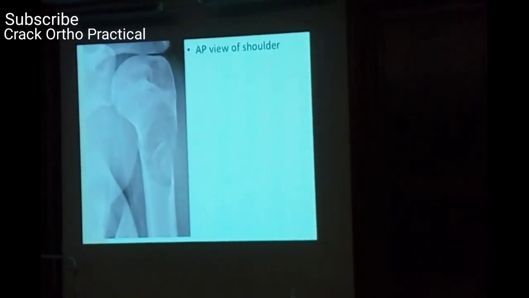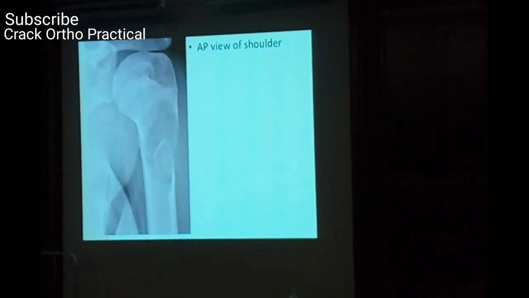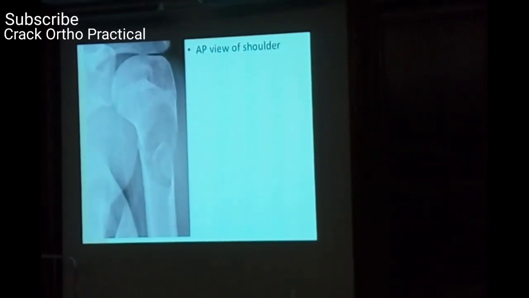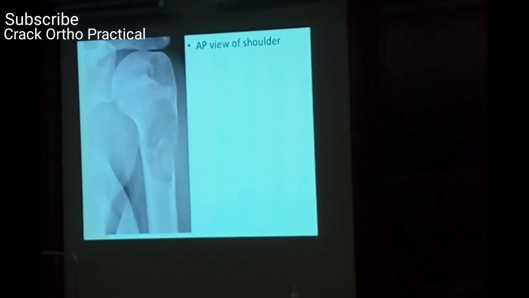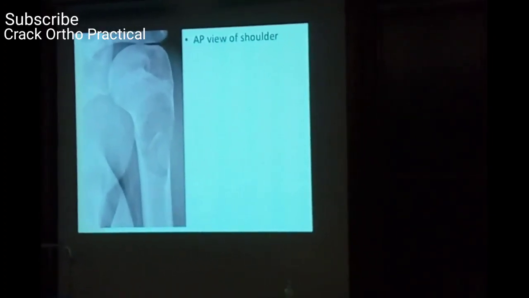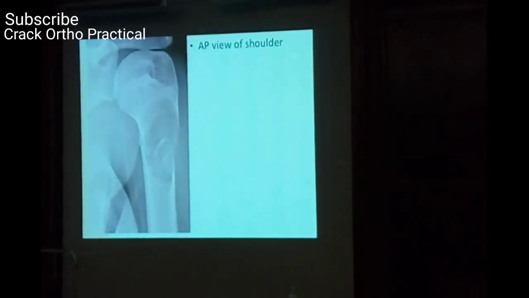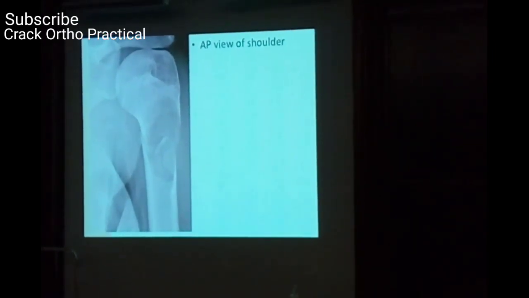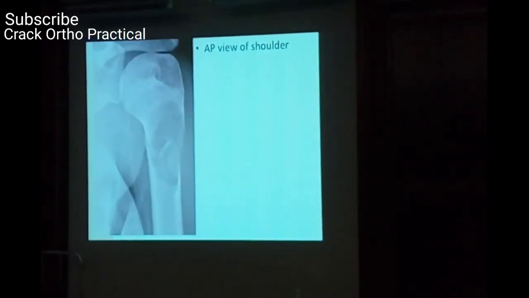The matrix is clear. Centrally placed lesion. Pathological fracture is there. It's a benign lesion, most probably aneurysmal bone cyst. Sorry, simple bone cyst. Yeah, you're right. The fallen leaf sign is seen in simple bone cyst.